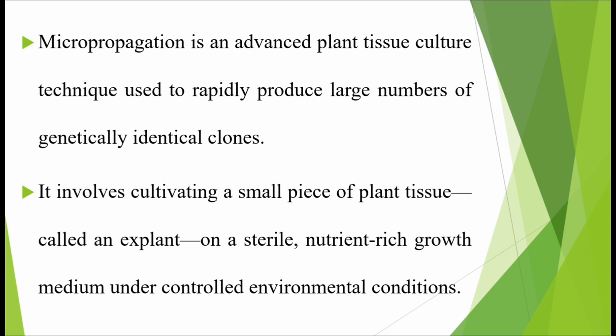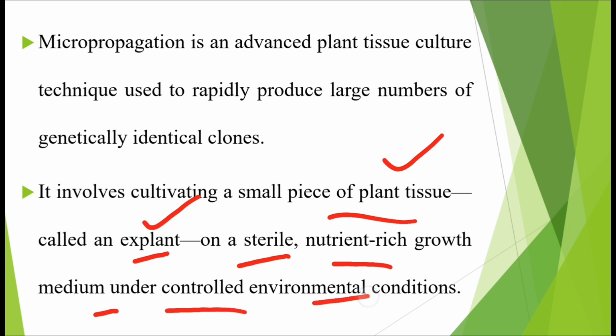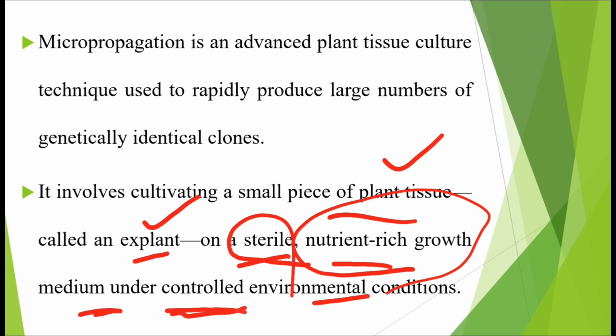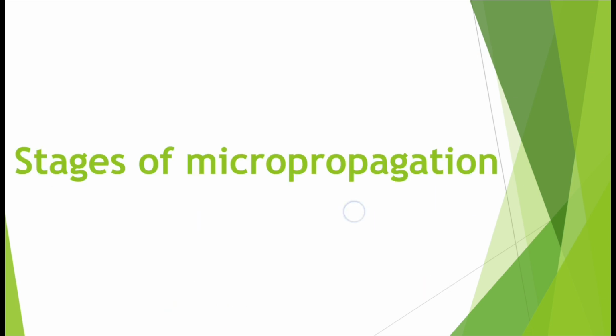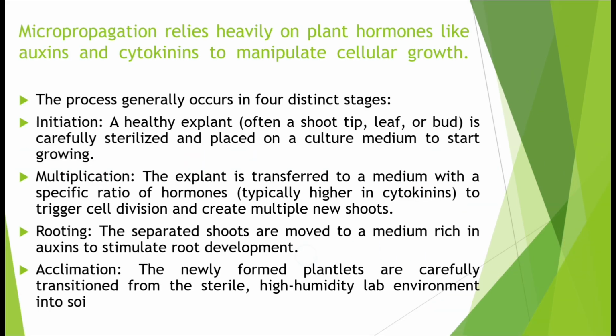This technique involves cultivating a small piece of plant tissue. So generally in the micropropagation technique, we take a very small piece of plant tissue called an explant on a sterile, nutrient rich growth medium under controlled environmental conditions. Then we grow that small plant tissue in a sterile nutrient rich growth medium and in controlled temperature, pH and humidity. Next, what are the stages of micropropagation?